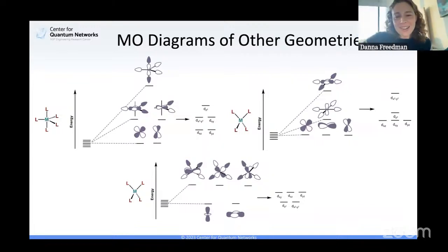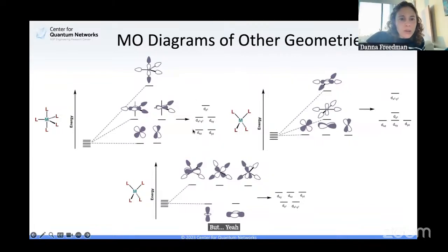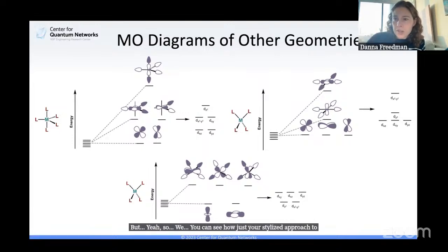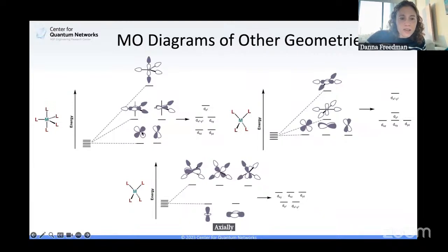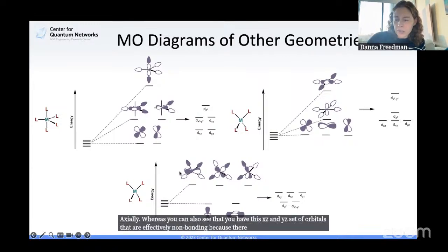But yeah, so you can see how just your stylized approach to looking at overlap is going to give you pretty much all the information that you would need. So for example, you can see this highly excited dz squared orbital. So it's been destabilized because there's a very strong interaction axially. Whereas you can also see that you have this xz and yz set of orbitals that are effectively non-bonding because there's no possible way for them to interact with anything, being off-axis orbitals.